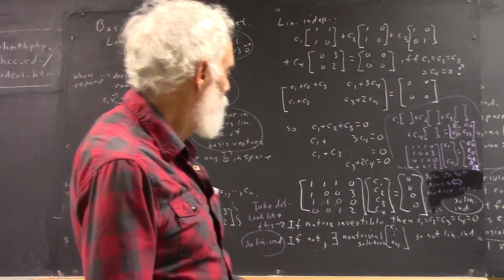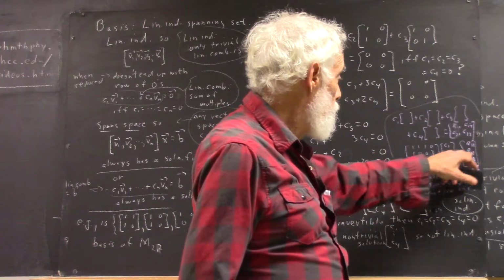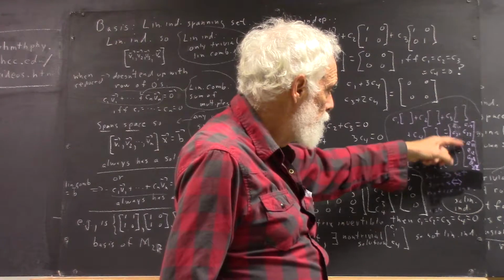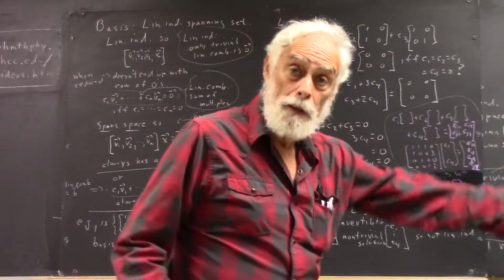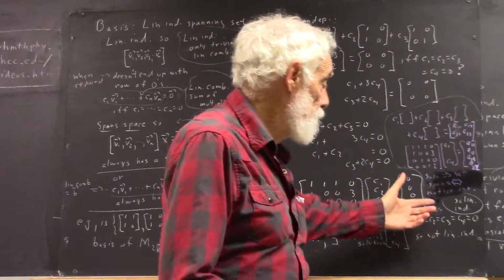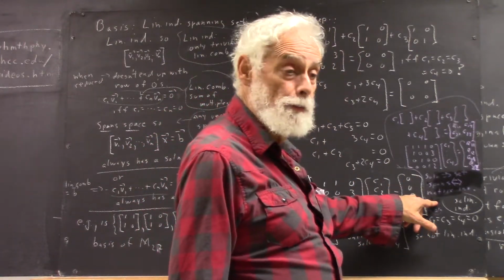Okay, so in both cases, setting this equal to the zero vector or setting it equal to an arbitrary set of four numbers representing a matrix in M22, we have our result. And again, the test is, is the matrix invertible?